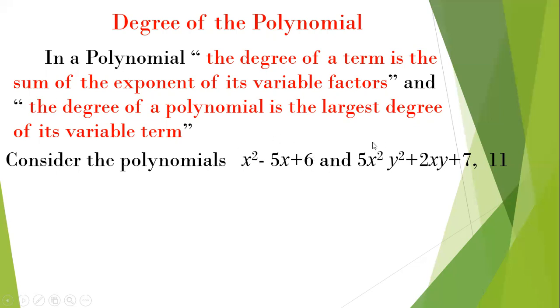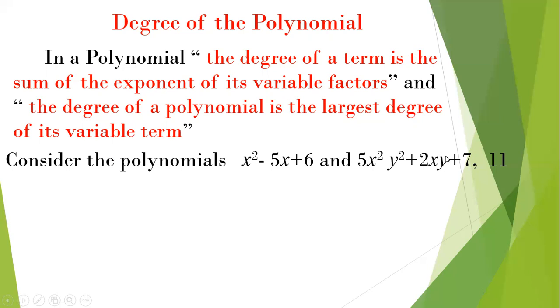So coming to the next example, 5x square y square plus 2xy plus 7. Here also, what are the variables? Once again check it. x is one variable and y is the other variable. In every term you observe two variables. Let us find out its degrees. The degree of the first variable is 2 and the degree of the second variable is 2. So the degree of the total term is 2 plus 2, that is 4.